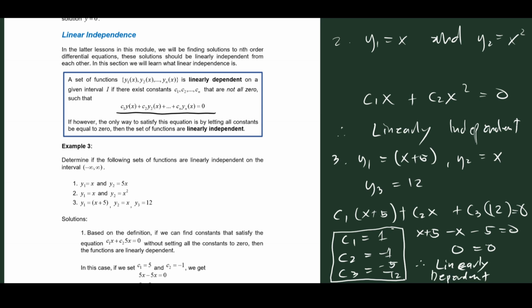Okay, so that's it for linear independence or dependence. In the next lesson, there will be another technique in order to determine this, because functions can be complicated, and it's good to have another tool to confirm if it is indeed linearly independent or dependent.